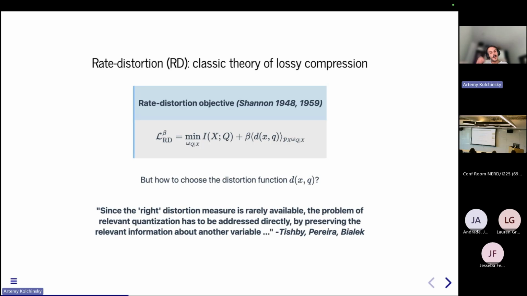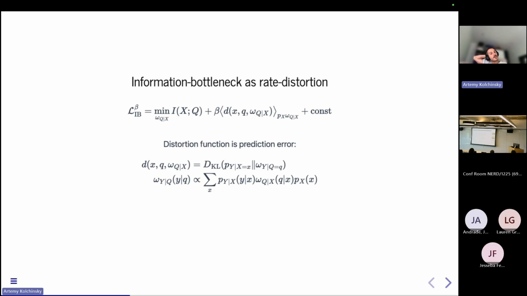And so what Tishby, Pereira, and Bialek, when they invented the information bottleneck, wrote is that, because the right distortion measure is rarely available, what we maybe want to consider is the prediction of another random variable, because that seems like a very common situation where we don't have to design some kind of custom distortion function, but we can think about the problem of predicting a side random variable. And what they also showed is that the information bottleneck can be put into this rate distortion form, but the distortion function has some unusual properties.